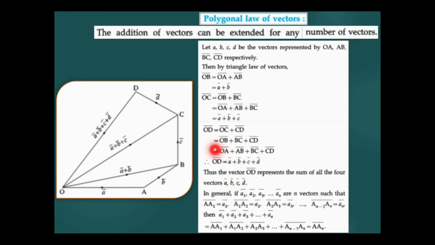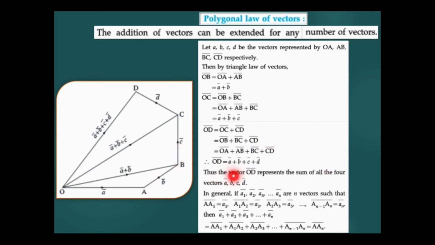So see here, OD bar we write first as OC bar plus CD bar. And we can write this also as AB bar plus BC bar plus CD bar. So we write this OB as OA plus AB. We write the value of this BC bar, and we keep this CD bar as it is.